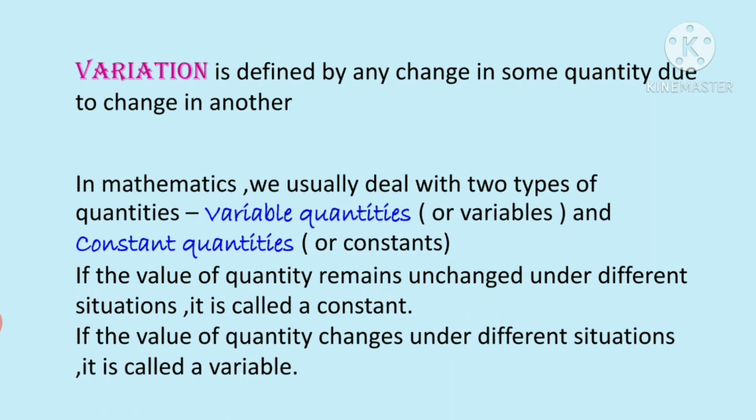In mathematics, we usually deal with two types of quantities: variable quantities or variables, and constant quantities or constants. If the value of a quantity remains unchanged under different situations, it is called a constant. If the value of a quantity changes under different situations, it is called a variable. We use alphabets to represent variables.